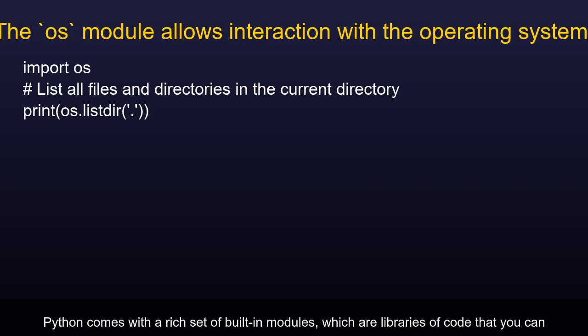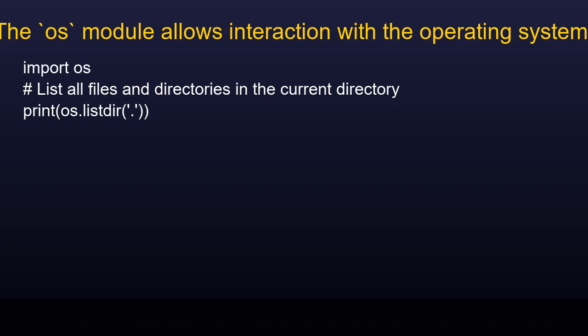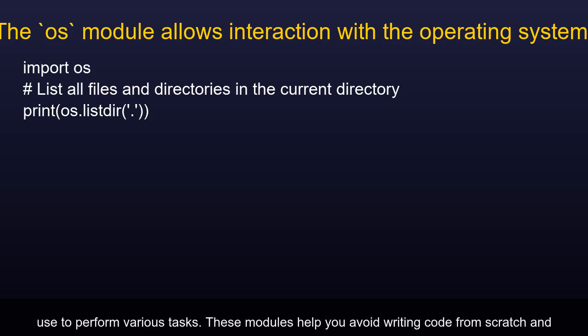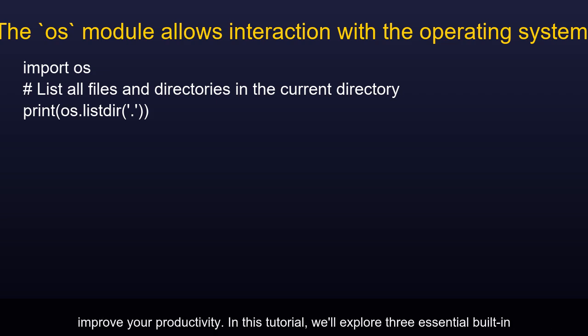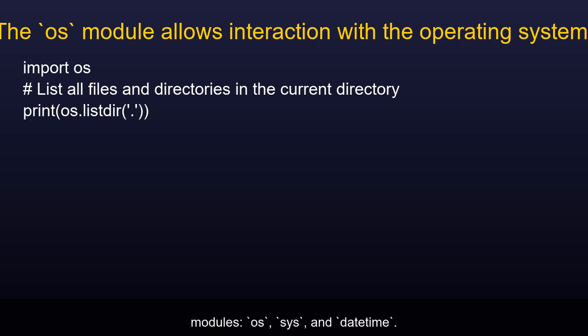Python comes with a rich set of built-in modules, which are libraries of code that you can use to perform various tasks. These modules help you avoid writing code from scratch and improve your productivity. In this tutorial, we'll explore 3 essential built-in modules: os, sys, and datetime.